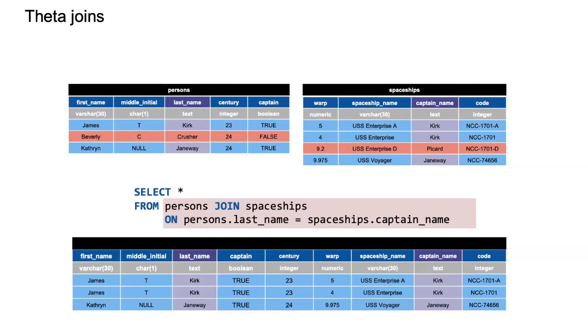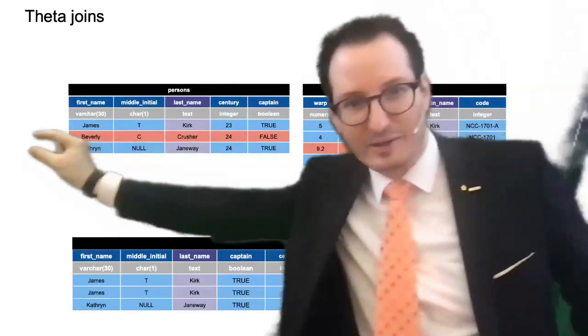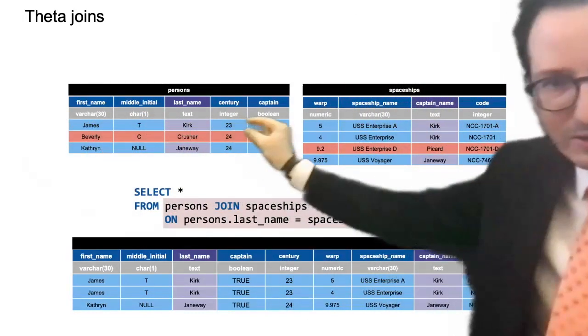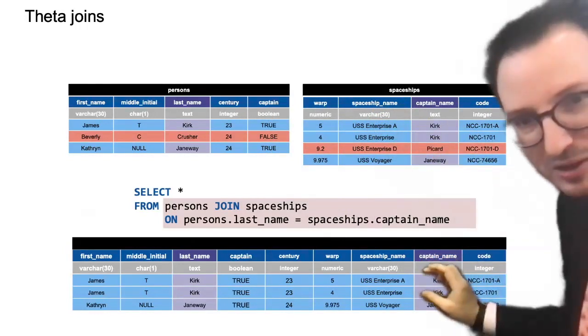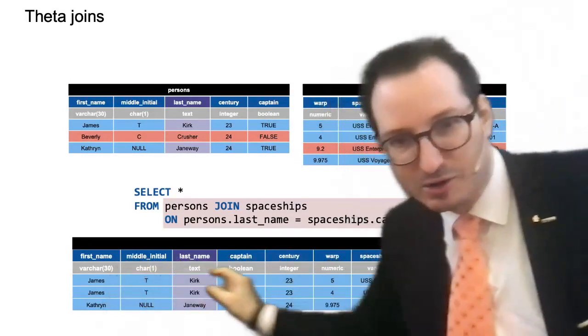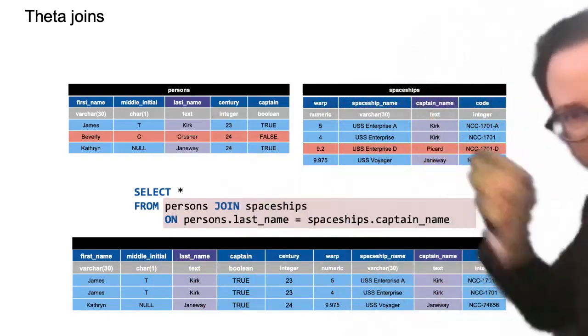for example, what example do I have here? So if you join the last name of the captain, so Kirk, Crusher, and Janeway, and you join it on the captain name of the spaceship, so you have the people on the left and the spaceships on the right, Kirk is going to go with Kirk and Kirk. So you see, right here, you're going to have that record right here, James Kirk, which is going to be matched with this one and this one. So this is the two that you get here. That comes from here, and that comes from there.